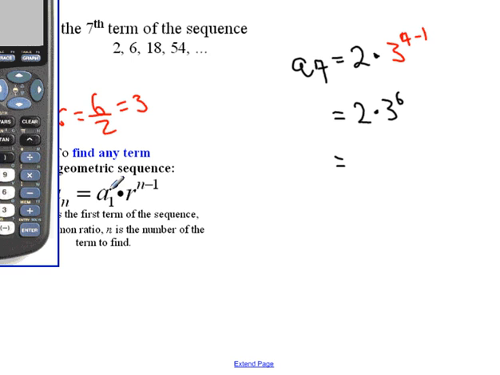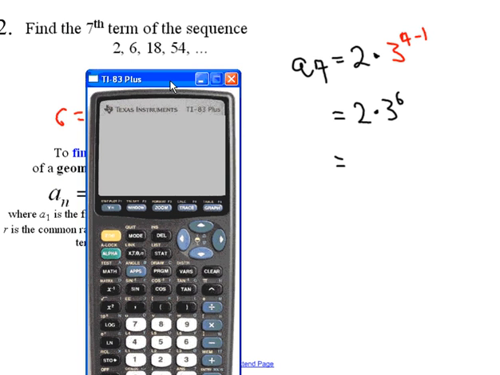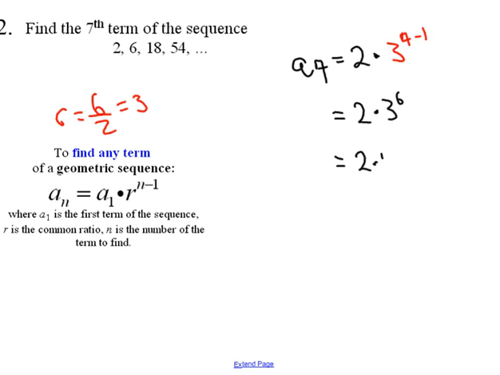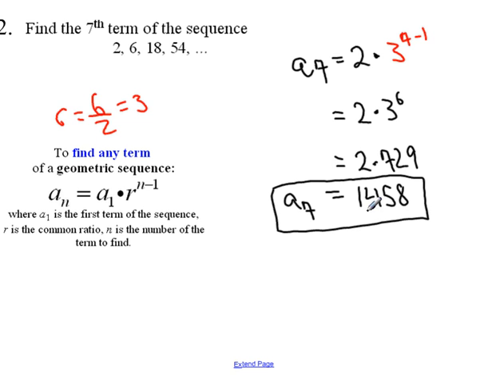Well, what's 3 to the 6th power? Let's take out our calculator. 3 to the 6th power is 729. So it's going to be 2 times 729. 2 times 729 is 1,458. So the 7th term, denoted A7, is 1,458.